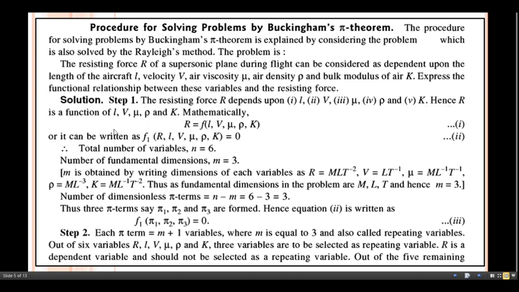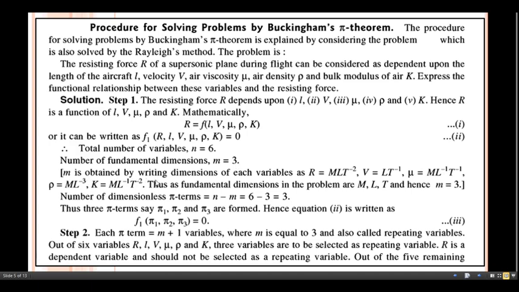Hence R is a function of L, V, mu, rho, and K. Mathematically this can be written as R is a function f1 of L, V, mu, rho, K. So all the terms are written here: f1 of R, L, V, mu, rho, K equals 0. Now the number of variables with us is 1, 2, 3, 4, 5, 6, and the number of fundamental dimensions, that is M, L, and T, is 3.